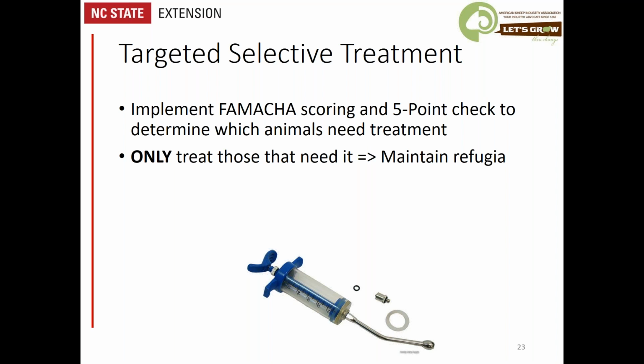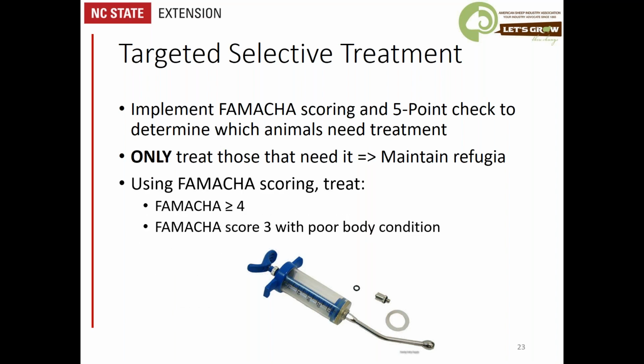And then we come back to targeted selective treatments. And this is where we're going to implement that FAMACHA score, and we're going to implement the 5-point check to help us determine which animals need treatment. And we're not going to treat everybody. We're only going to treat those animals that truly need it. And by doing that, we're going to maintain what we call refugia. We're going to maintain a refugia population of parasites that are susceptible to our deworming product so that we can maintain the effectiveness of our dewormers into the future.